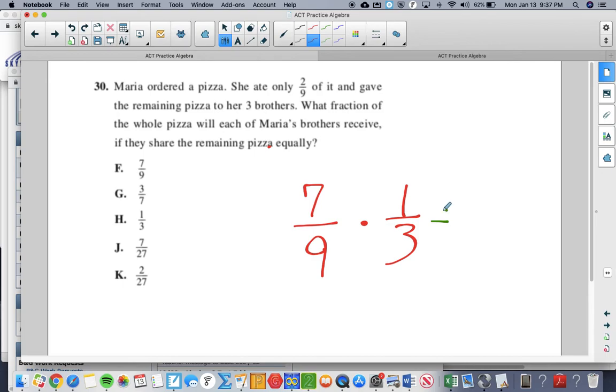So now they get 1/3 of 7/9, and "of" means multiplication. So you're multiplying fractions. Multiplying fractions is the easiest of the 4 basic operations with fractions. You multiply straight across. 1 times 7 is 7. 9 times 3 is 27. 7 out of 27. They get 7/27 of the pizza.